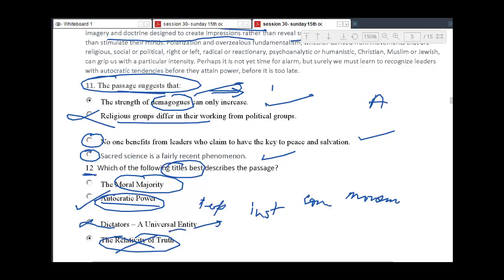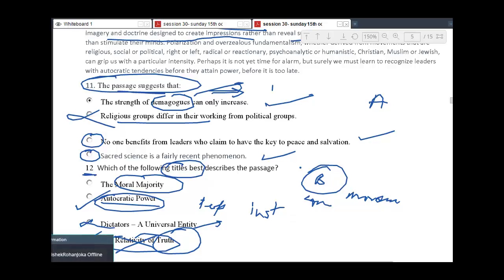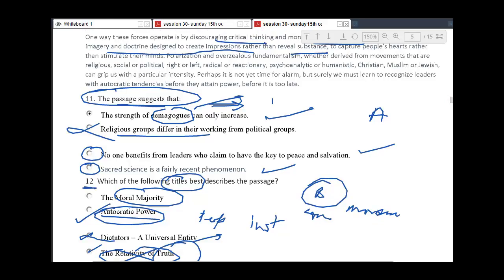And do you think the truth is the concern of the author? D goes out. B is the best choice. The moral majority. Are we talking about that? My concern is power and the way people are coming into power. It is not the majority that is the concern. The author has said that it is the people. Again, if you read the entire paragraph, it is not the morality of the majority that is in concern. It is the morality of the people who are trying to attract the majority that is the core discussion of the passage.